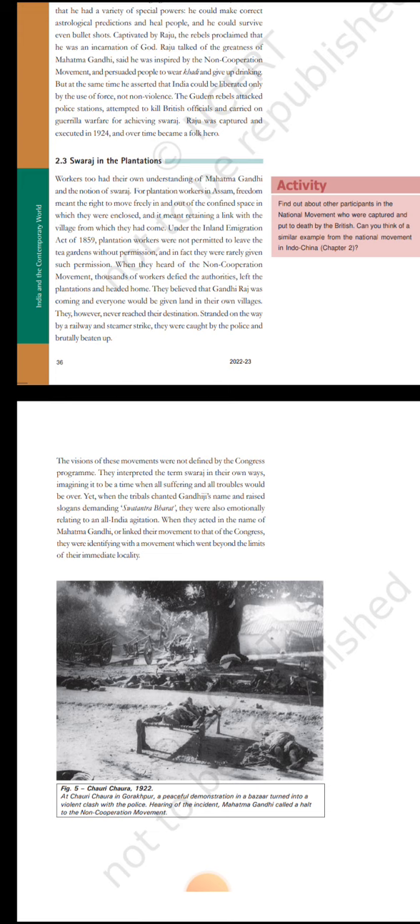And for the plantation workers, let's see what the problems were and what Swaraj meant for them. For plantation workers in Assam, freedom meant the right to move freely in and out of the confined space in which they were enclosed, and it meant retaining a link with the village from which they had come. Under the Inland Emigration Act of 1859, plantation workers were not permitted to leave tea gardens without permission. In fact, they were very rarely given such permission. And they believed that the Gandhi Raj would come and everyone would be given land in their own villages. ये लोग सब कुछ ऐसा मानते थे.